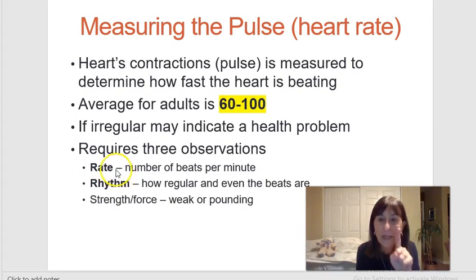But mostly we're looking at the rate, how fast, the number of beats per minute. So everything is measured over a minute. The rhythm is how regular it is. Is it regular? Boom, boom, boom. Or irregular? Boom, boom, boom, boom. Then there's the strength and force. Even for someone who's been doing it a long time, it's hard to figure out how strong it is. But the rate and the rhythm, we should be able to do.